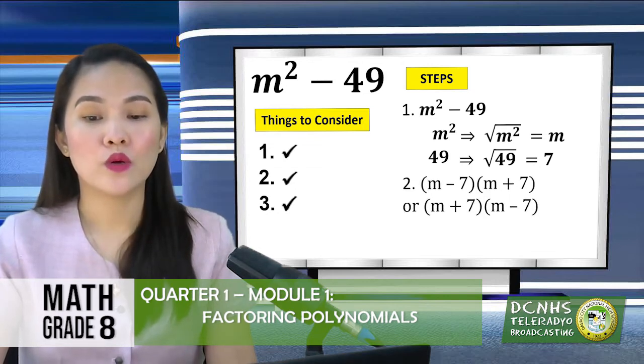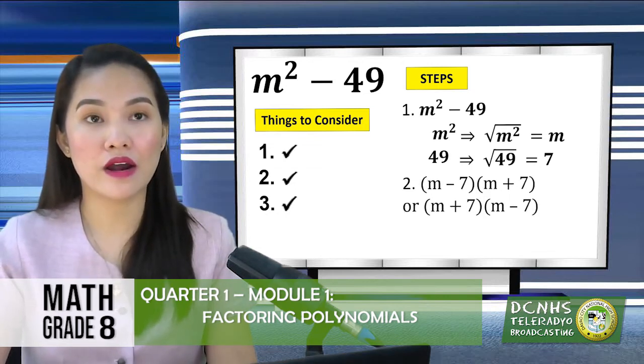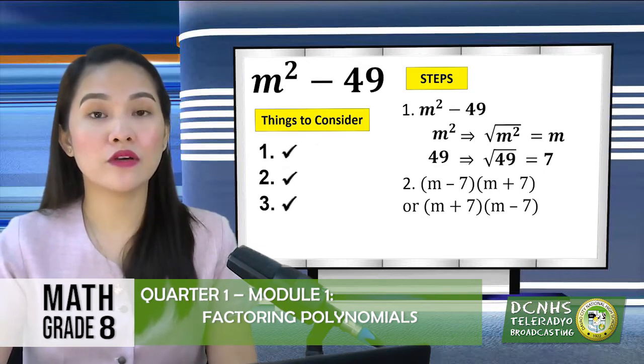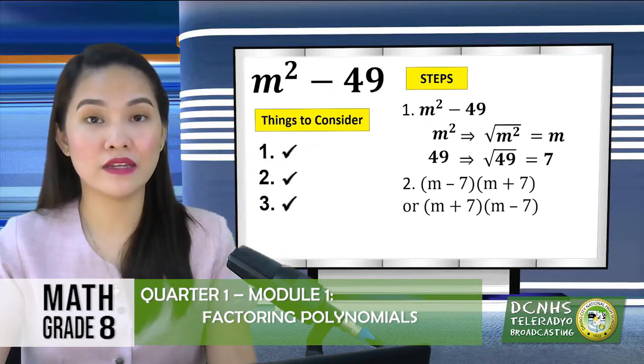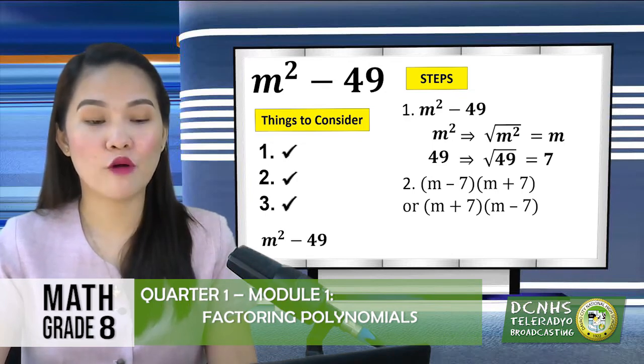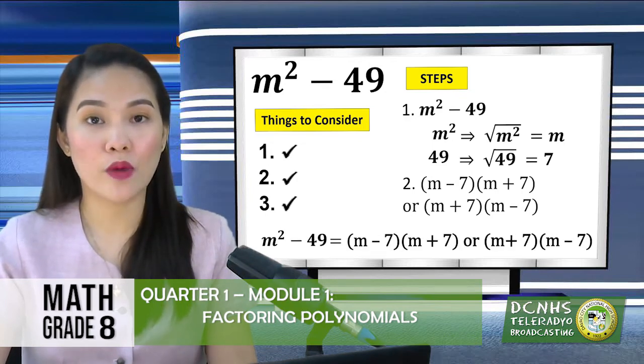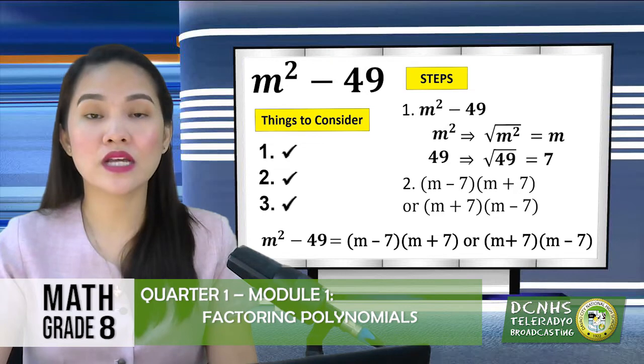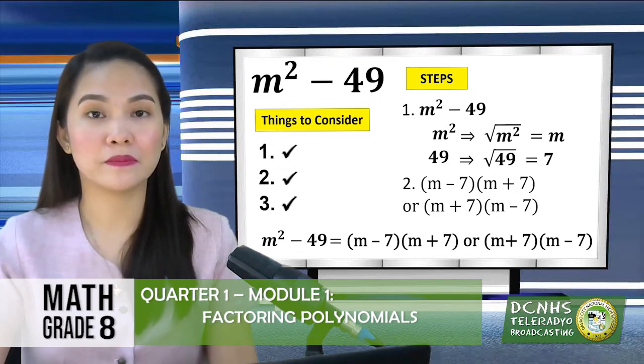Following the format, we could say that the factors are the quantity of m minus 7 times the quantity of m plus 7, or the quantity of m plus 7 times the quantity of m minus 7. Therefore, the factors of m squared minus 49 are the quantity of m minus 7 times the quantity of m plus 7, or the quantity of m plus 7 times the quantity of m minus 7.